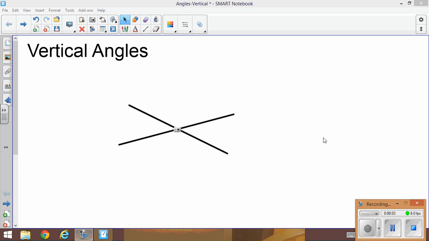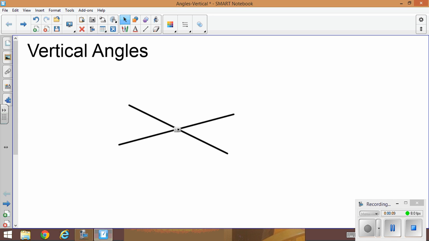Okay, continuing on the angle series, we are now looking at angles called vertical angles. So I'm going to show you an example of what vertical angles are. We have the following diagram in front of us. Let's take a look at angles 1 and 2.